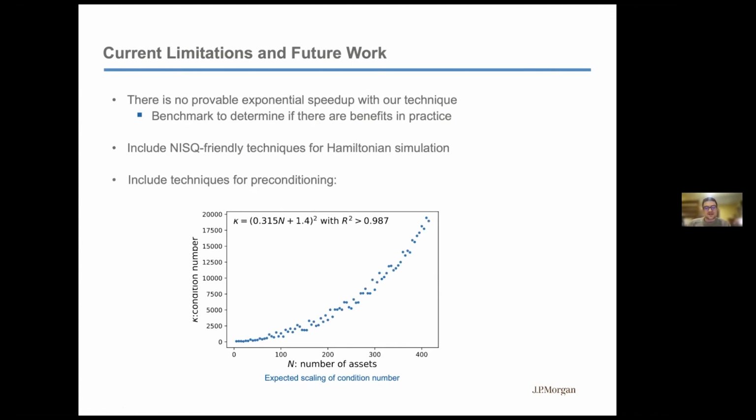And the last is the condition number. We did an experiment where, for a bunch of S&P 500 assets, we tried to see the scaling of the condition number across multiple years. As mentioned, HHL scales quadratically in the condition number. Here, we're plotting the condition number versus the number of assets. In this case, the condition number scales quadratically in the number of assets. So in the end, we would have something like n to the fourth. One goal would be to apply preconditioning techniques to reduce this, and potentially be able to make use of this algorithm, because it also kills the exponential speedup in a sense.